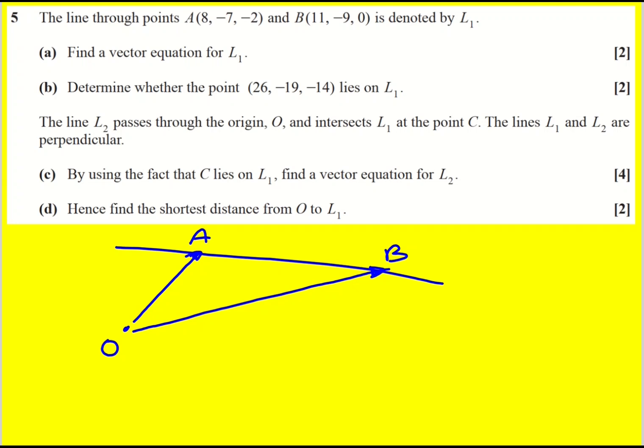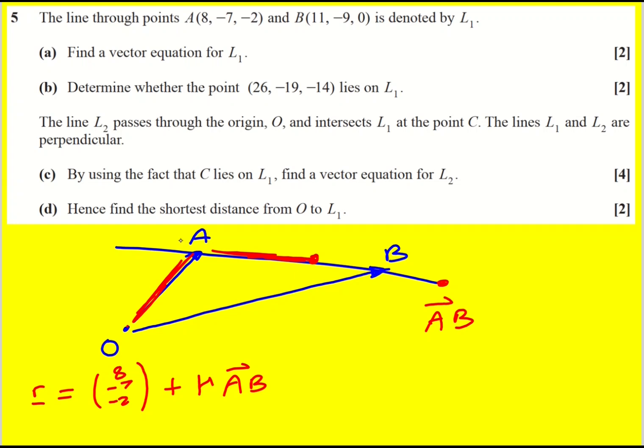So if I want the vector equation of the line, I need to get onto the line somehow. I can do that by going to A or B. Let's go with A. So 8 minus 7 minus 2. And then I need to go along AB by some amount. If I wanted to get to here, for example, it'd be some multiple of AB. If I wanted to get to here, it'd be some other multiple of AB, which is where the scalar factor comes in. And I just need to times through by AB.